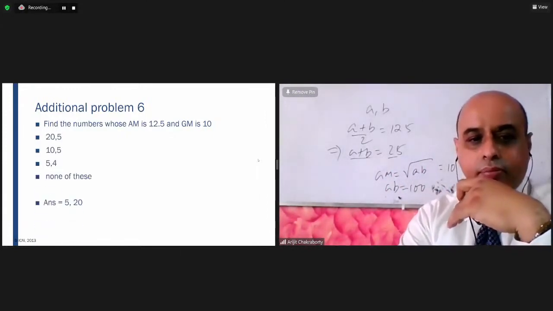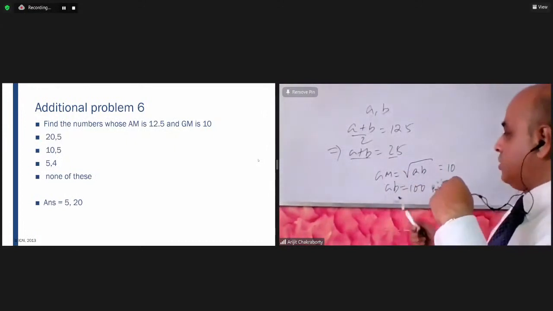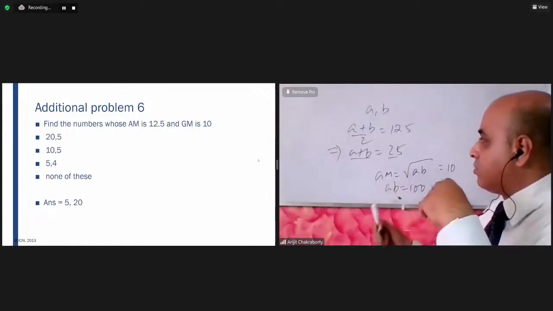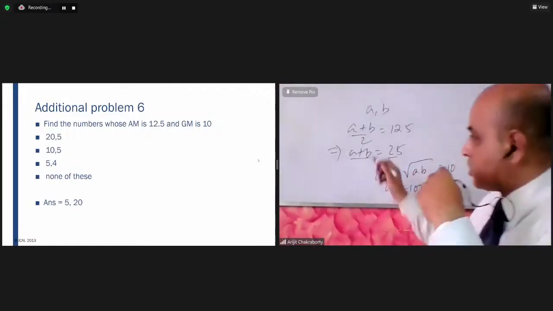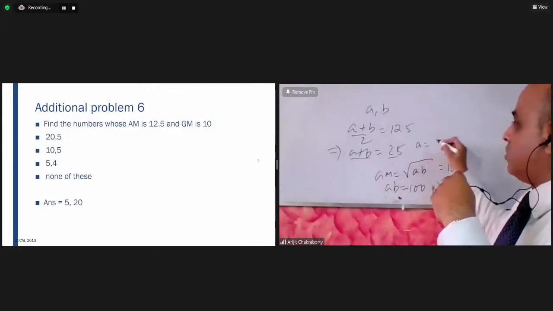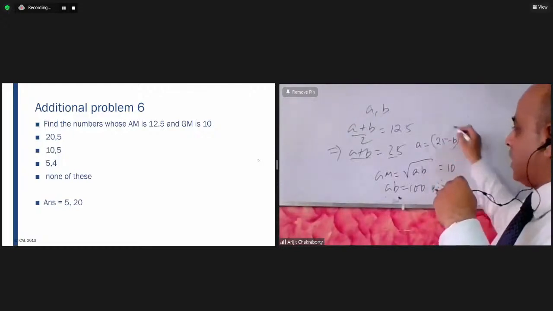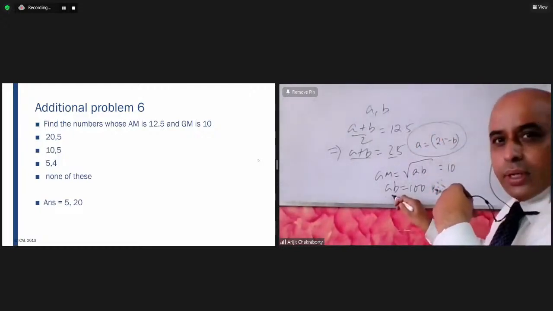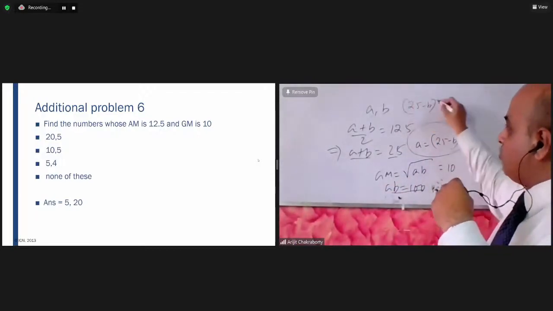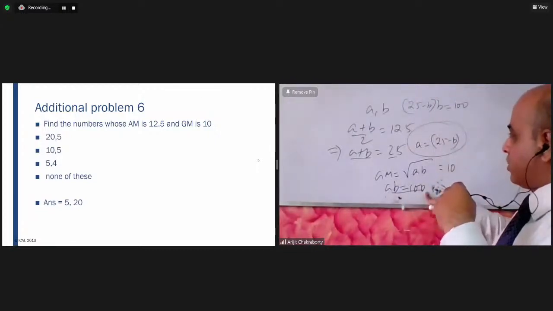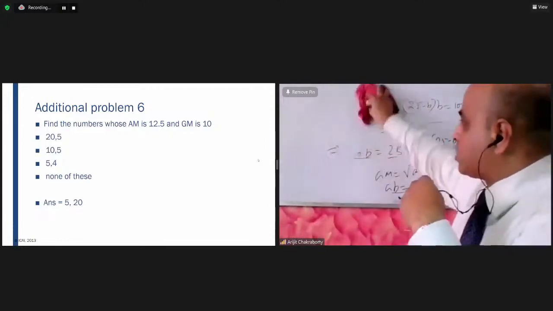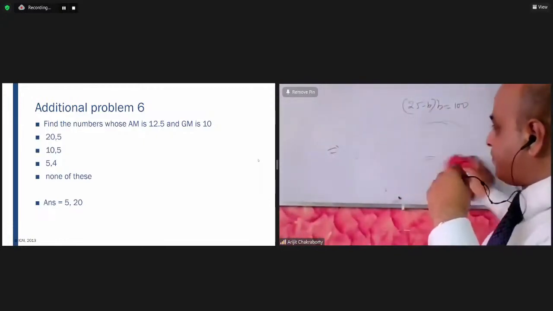The options are given. Now we can easily see that A plus B is 25, AB is 100. So let me take this as a quadratic equation. If A plus B is 25, then I can take A is equal to 25 minus B, and I will put this value here. So it becomes 25 minus B into B is 100. Now let us solve for this quadratic equation and see what it gives us.